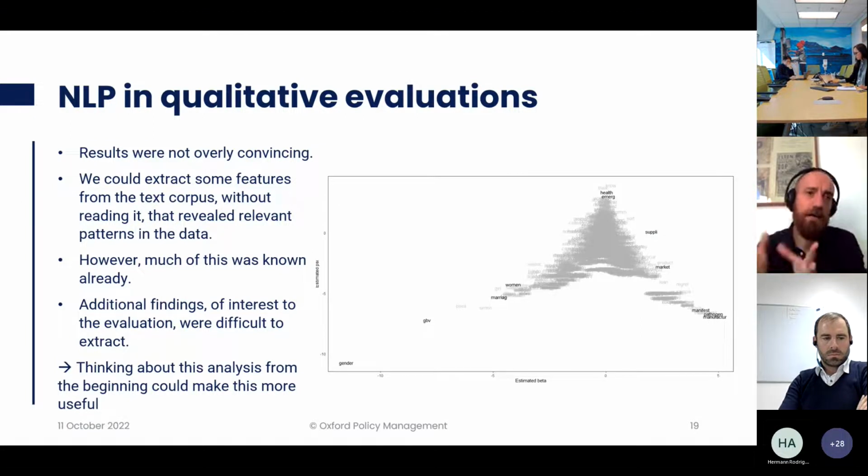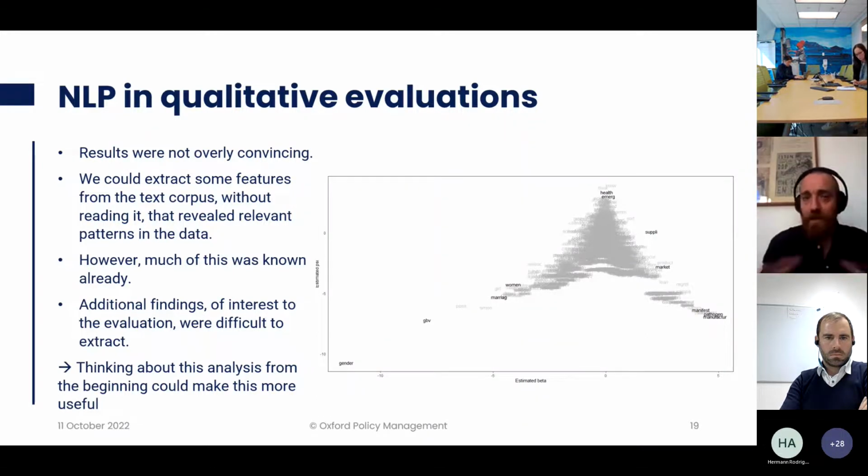So we could say, oh, these documents are about markets and supplies, and people are talking relatively positively about that compared to another issue area related to gender, for example, right? So we could identify certain topics appearing in these key informant interviews. We could also say something about the fact that they were viewed positively or negatively.